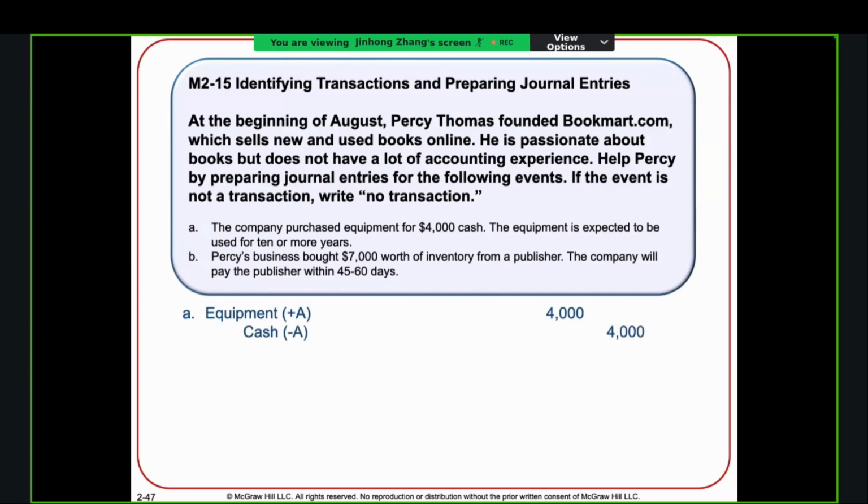Percy's business bought $7,000 worth of inventory from a publisher. The company will pay the publisher within 40 days. Okay? What? Inventory? Yeah, increase in the accounts payable, right?